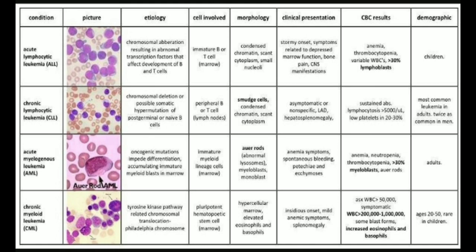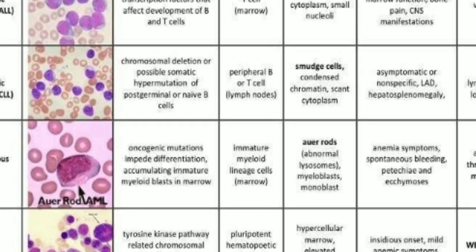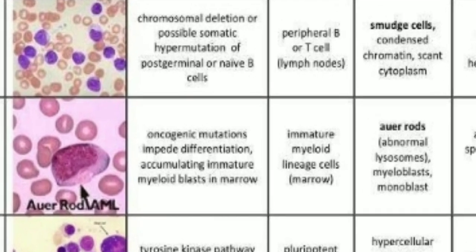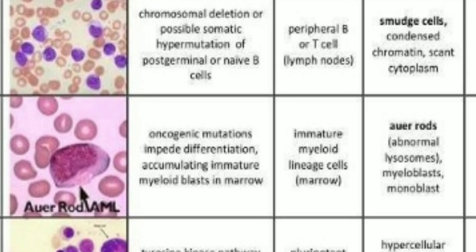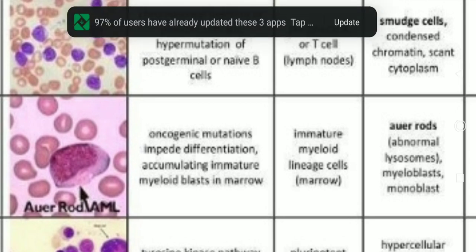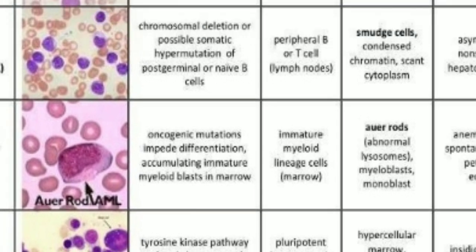The myeloid series means those cells which give rise to the granulocytes: neutrophil, eosinophil, basophil. Their parent cell is called myeloblast. So there will be Auer rods in the cytoplasm of these myeloblasts. Auer rods are nothing but abnormal accumulation of lysosomes in the cytosol of these myeloblast cells. They can be just myeloblast, or myelomonoblast, or monoblast. Monoblast means cells which give rise to monocyte or macrophage.